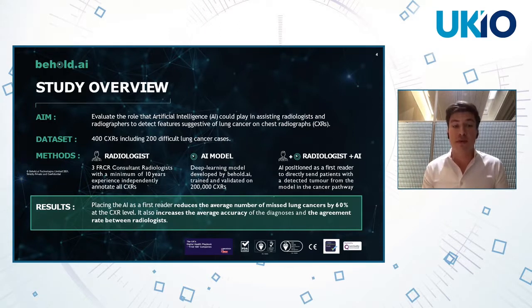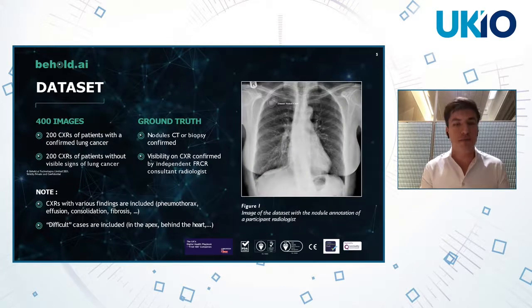The results that we found were quite striking. Placing the AI as a first reader was able to reduce the average number of missed lung cancers by 60% at the chest X-ray level. It also increased the average accuracy of the diagnosis and the agreement rate between radiologists.